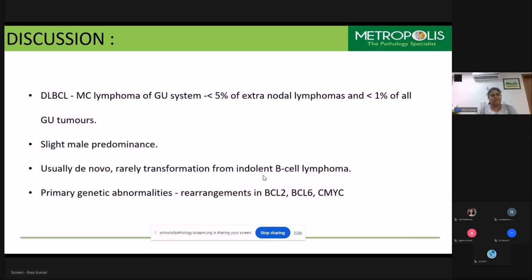So coming to DLBCL, this is the most common lymphoma of the genitourinary system, and they have a slight male predominance. Usually they occur de novo, and rarely they can occur due to transformation from indolent B-cell lymphomas like follicular lymphomas. And the primary genetic abnormalities seen are rearrangements in BCL2, BCL6, and CMYC. So all these three we can see on IHC.